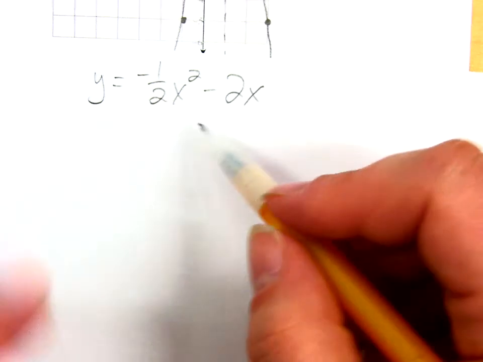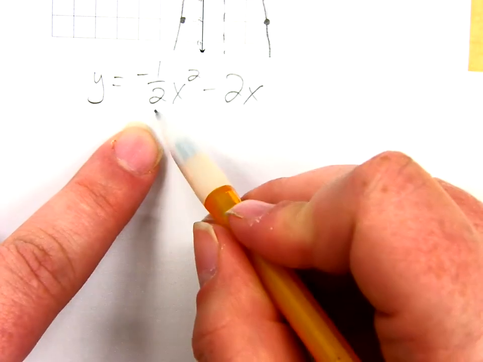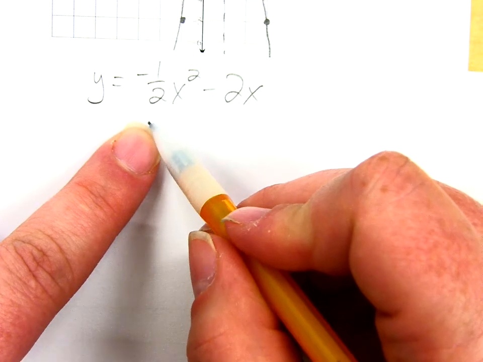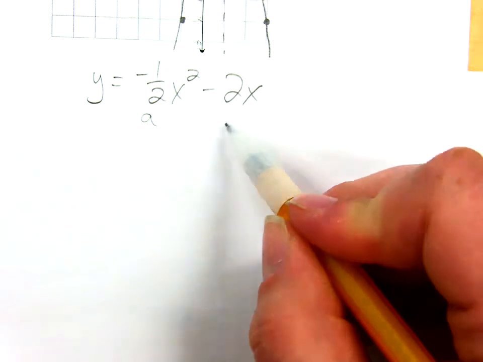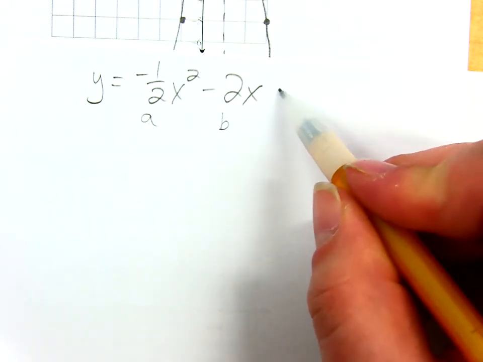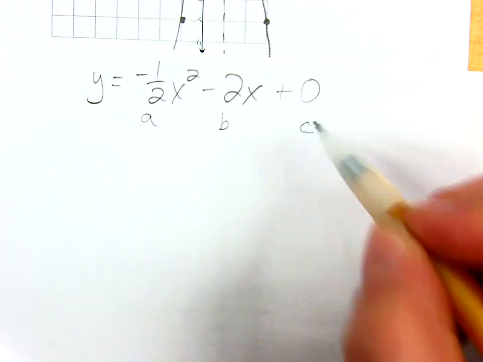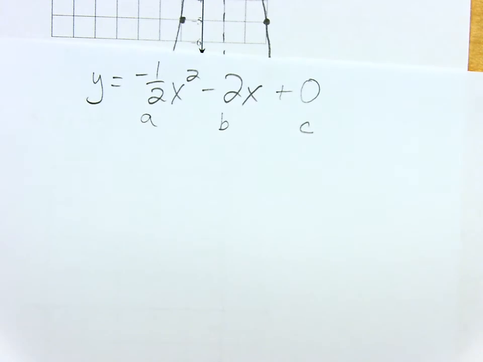Okay, well, this one, negative 1/2 is what? A, B, or C? A. That's A. What's this? That's B, and then C, there isn't one, so it's just 0. So if I needed a C, which I don't, because it's negative B over 2A, I don't even care about C. But C is 0 anyway.